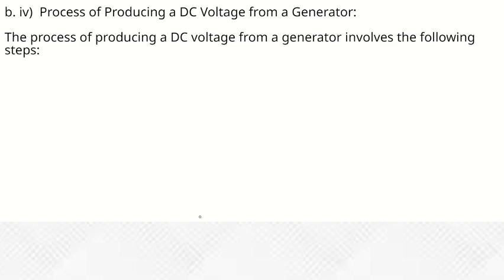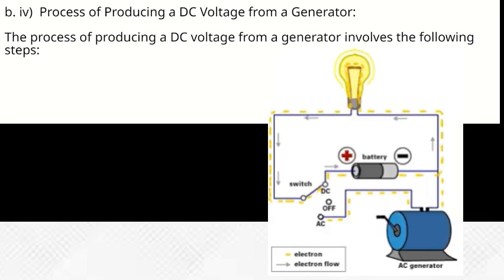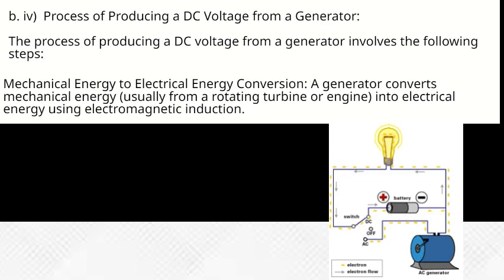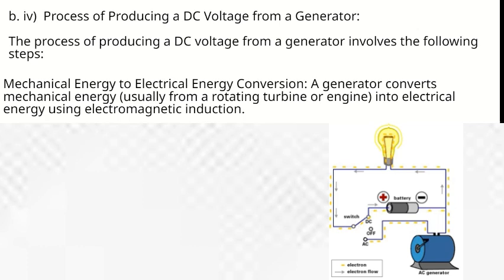Now, part 4 says that we're to state the process of producing a DC voltage from a generator. Now we'll look at the process of producing DC voltage from a generator, and it includes the following steps. Mechanical energy to electrical energy. This is basically the premise under which a generator operates, right? It converts mechanical energy to electrical energy, and this is generally done by using a rotating turbine or an engine.